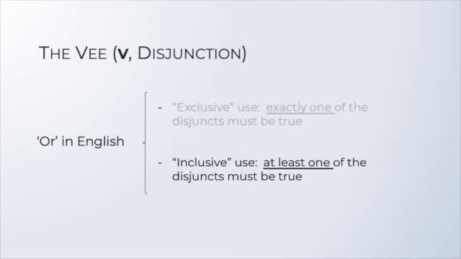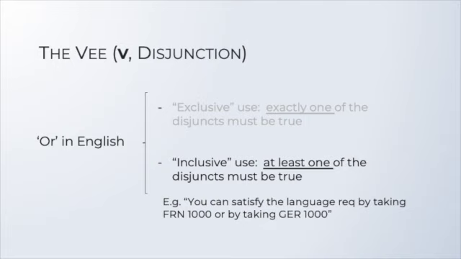But there is also the inclusive use, in which at least one of the alternatives must be true. So the whole disjunction is true when exactly one of the disjuncts gets a T, but also when both are true. And this is the key difference with the exclusive use. An example would be an advisor who tells you you can satisfy the language requirement by taking French 1000 or by taking German 1000. Here, taking one of these courses allows you to satisfy the requirement, but if you take both, you're also fine. What is crucial is that you make at least one of the alternatives true. So this is the inclusive use of "or."